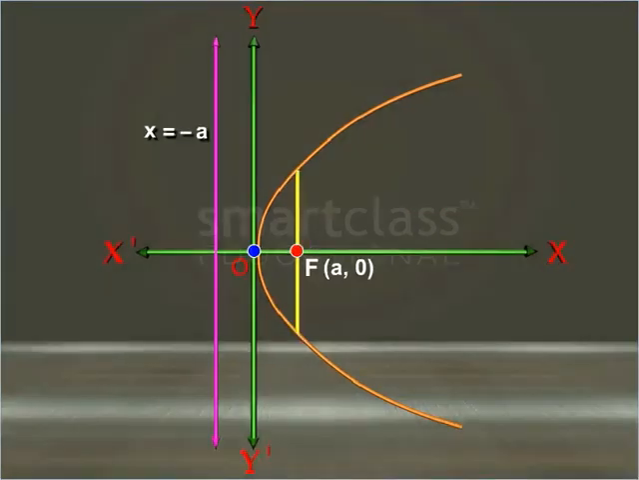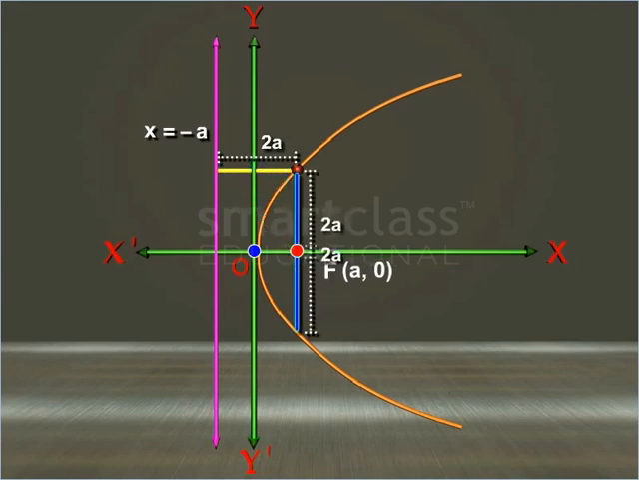The length of the latus rectum of a parabola can be calculated by using the fact that a point on a parabola is equidistant from the focus and directrix. The distance of this point from the directrix is 2a. This helps us to deduce that the length of the latus rectum is 2 times 2a, that is 4a.